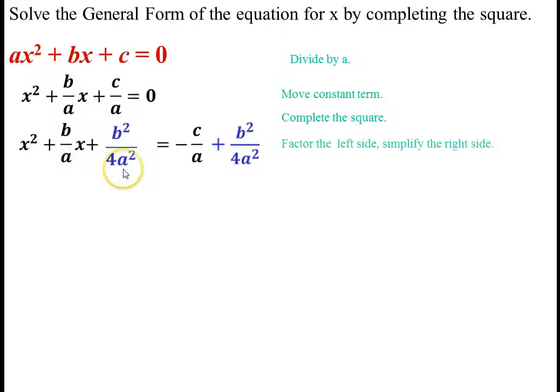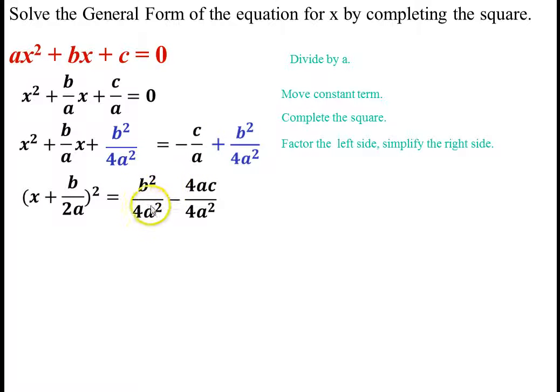So I'm going to factor the left side. I'm going to simplify the right side. So I set up the left side to be a perfect square trinomial, just like we've been doing. The square root of x squared is x, the square root of b squared over 4a squared is b over 2a. That makes a perfect square binomial squared. And on the right side of this equation, I want to get a common denominator of 4a squared. So if I do that, I have to multiply this denominator by 4a, so I multiply the numerator by 4a. So if I just rearrange it a bit, I get b squared over 4a squared.